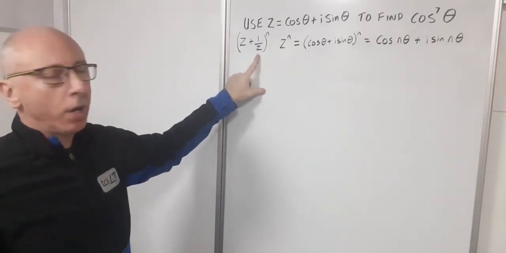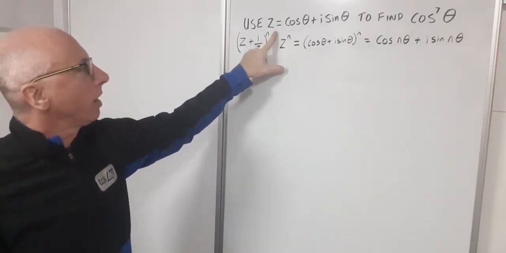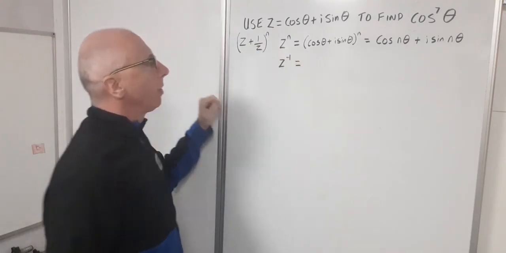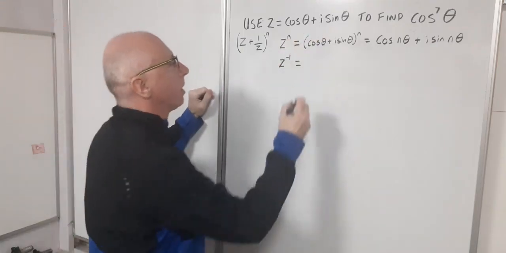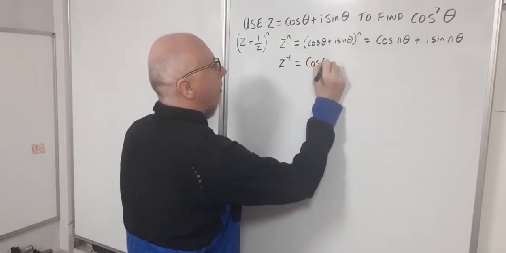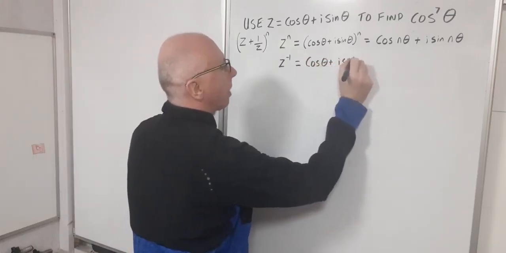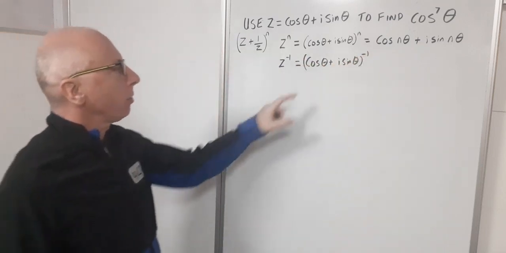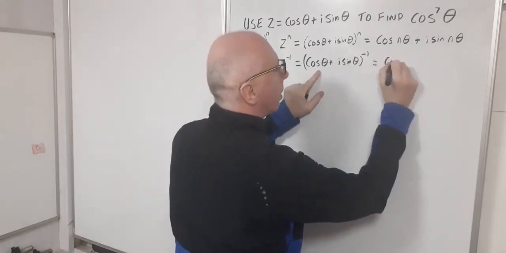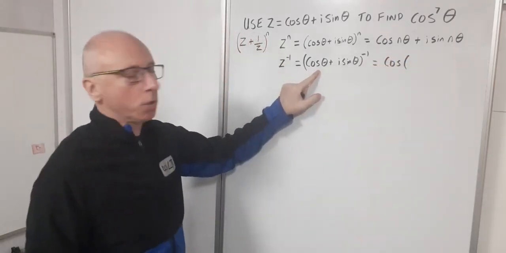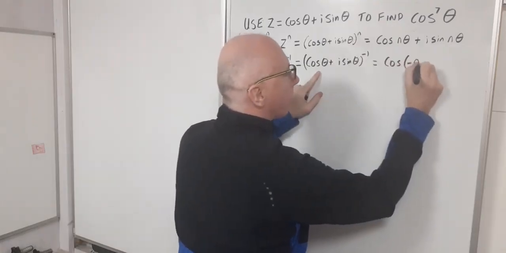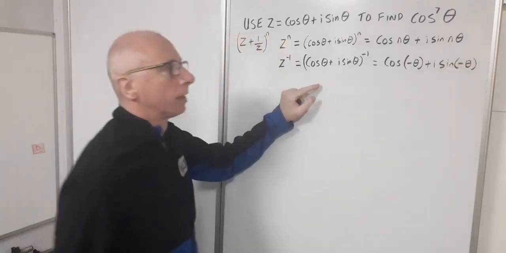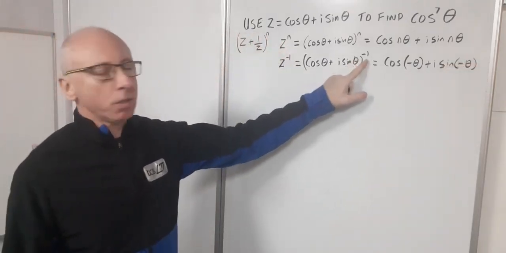So now we need to find 1 over z. Now 1 over z will just be z to the minus 1. So let's find that first. So z to the minus 1, let's plug that inside here. That would then give us cosine theta plus i sine theta to the minus 1. And if we did that, we'd have cosine theta, but multiplied by minus 1 using this same identity. So cosine of minus theta plus i sine of minus theta. So that's valid using this minus 1 input.